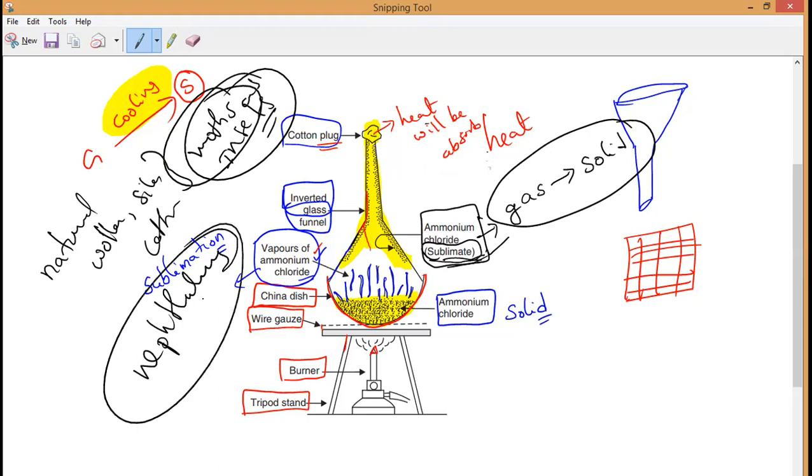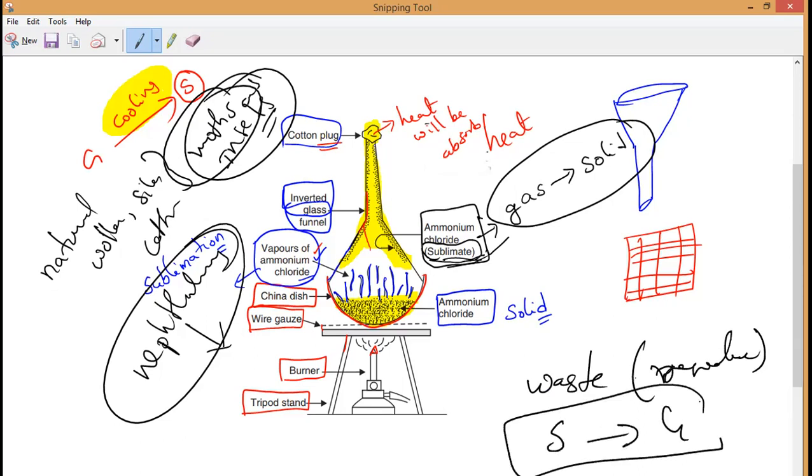If we keep naphthalene balls, they produce a smell. That smell will not allow the cockroaches, moths and insects to sit there and spoil the cloth. These naphthalene balls leave no wastage, and the wastage is called residue. What do we call the waste? Residue. So without leaving any residue, it converts completely from solid to which state? Gaseous state. That is why we can call naphthalene a sublimate product.